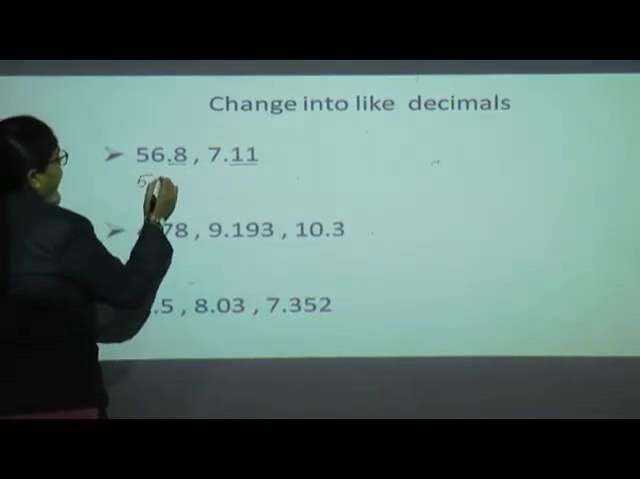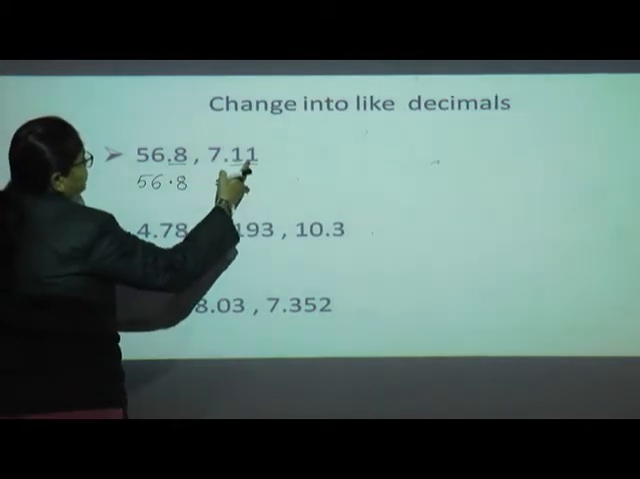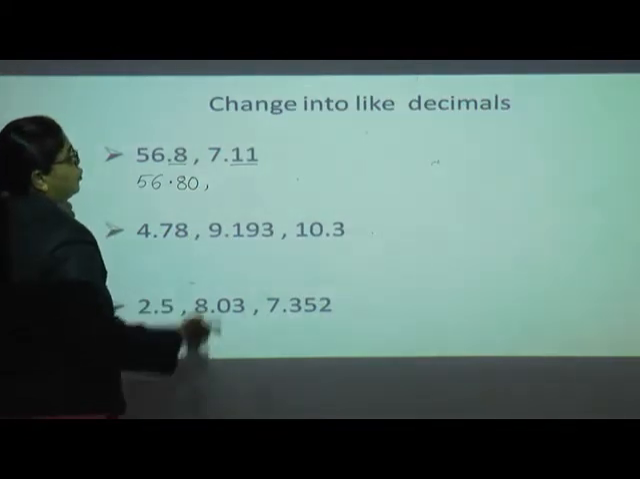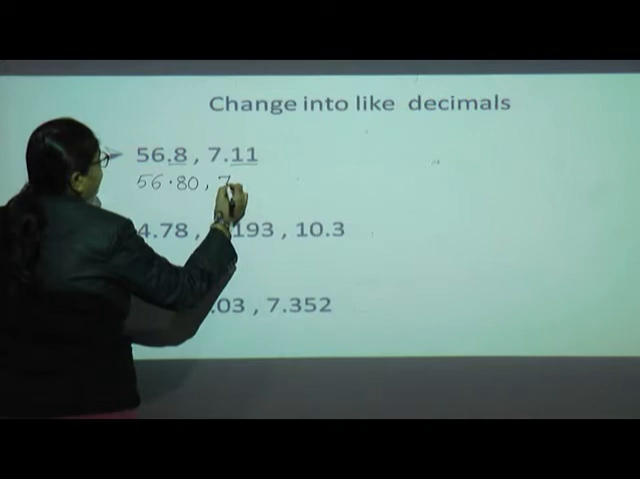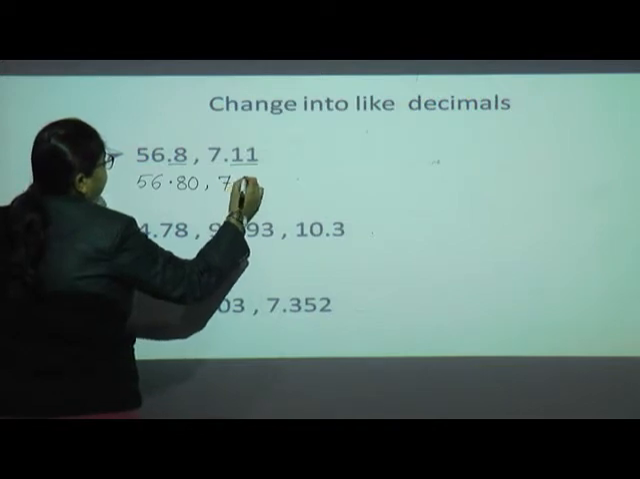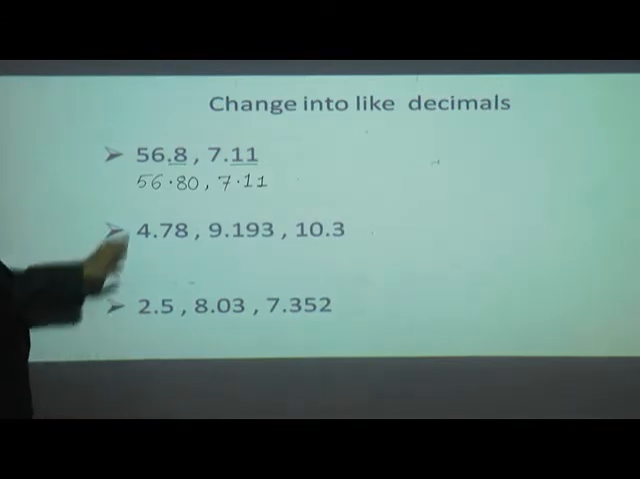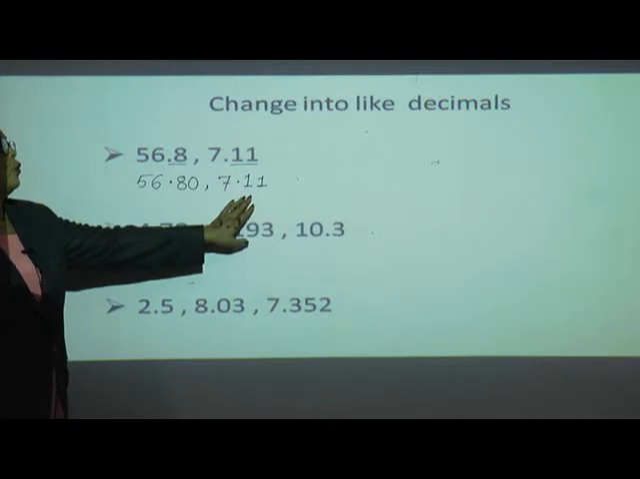Here will be 56.8. Here is 2, so I have to make it 2 decimal places. So I will add 0 to make it like decimals. Another number I am having is 7.11. So what I had done? 56.80 and here is 7.11.